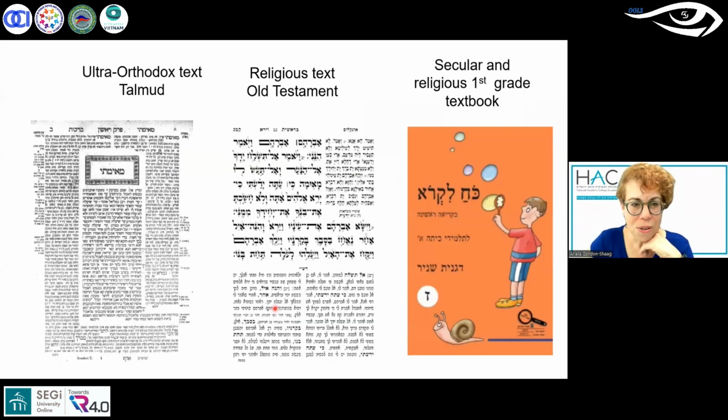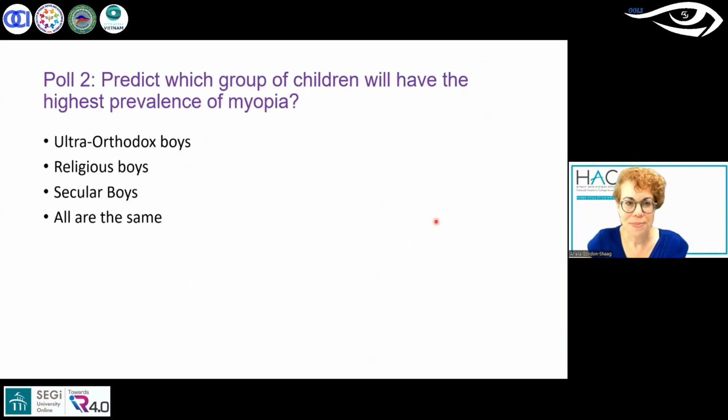And I'm just going to give you a look at the kind of texts that they're looking at. I know that you can't read this, it's in Hebrew, but if you could get a feeling for the font size and how close together the fonts are. This is an ultra-Orthodox text, the Talmud. This is a religious text from the Old Testament, the Bible. And this is a secular and religious first grade textbook, which has nice big letters and is colorful.